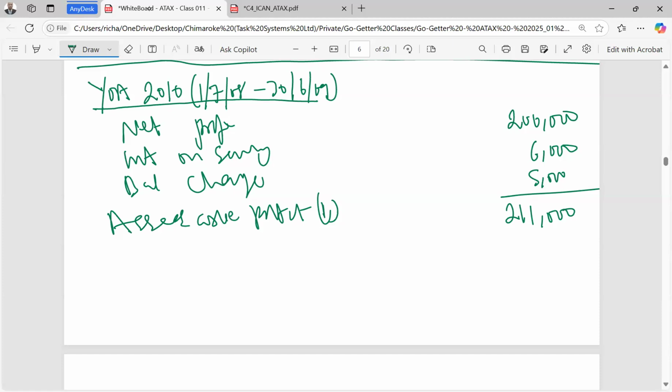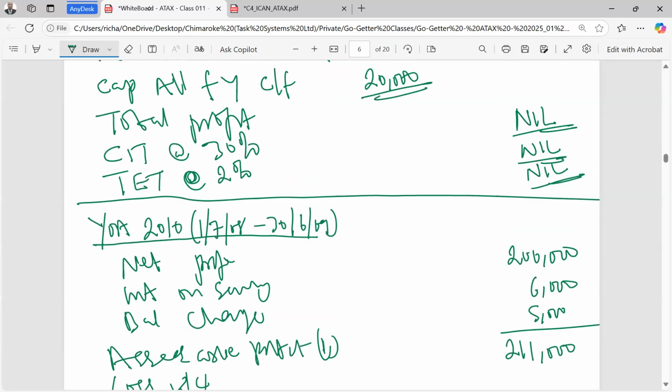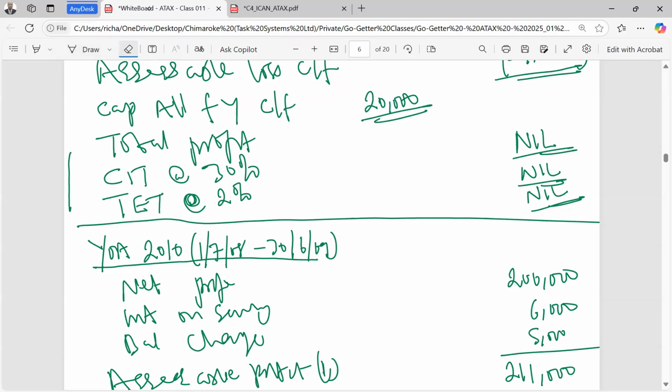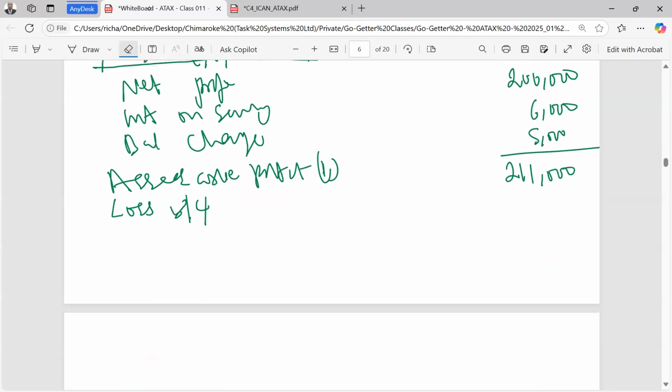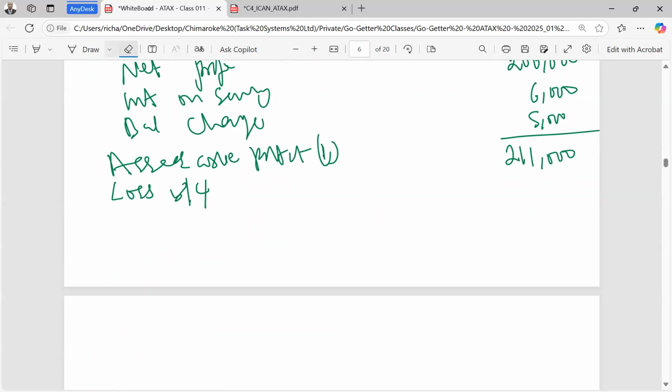Accessible profit 1. Then the next thing I said, loss before capital allowance. You will come here and say loss brought forward. Loss brought forward was how much? You go to the last year and you saw that loss was 54,000. So you come here and say 54,000 was brought forward. Now, you have 211,000 to play with. So you say loss relief.